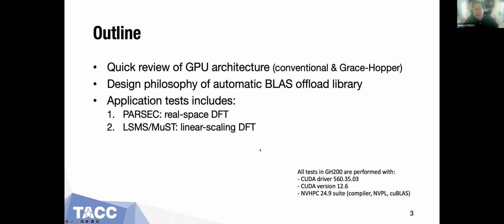All right, so a quick outline of our discussion today, because I know not everybody follows the latest development of computer architecture. I'm going to do a really quick review of the GPU architecture, including conventional architecture and the newly come out Grace Hopper architecture that has unified memory capability. Then I'm going to talk about the design philosophy of automatic offload, the BLAS offload library. The library is designed to be used by two codes so far. The first one is PARSEC, the real space electronic structure code, and the second one is MuST, doing linear scaling DFT.